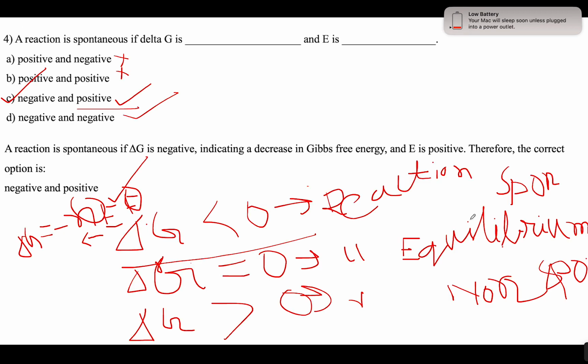Now moving to the next question. A reaction is spontaneous if delta G is dash and E is dash. So there are four options: positive and negative, positive and positive, negative and positive, and the fourth option is negative and negative. So the correct option is negative and positive, that is option C.